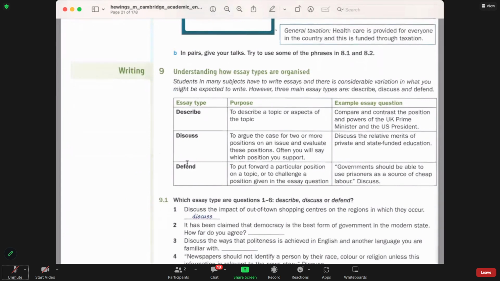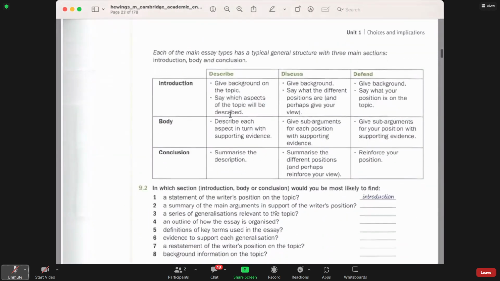Or defend, like defending one point of view, a particular position on the topic, and then give your reasons why you choose this particular position. And the structure of the essay: introduction, body, and conclusion. If it is description, this one, if it is discussion, this one, and if it is defend, this one.